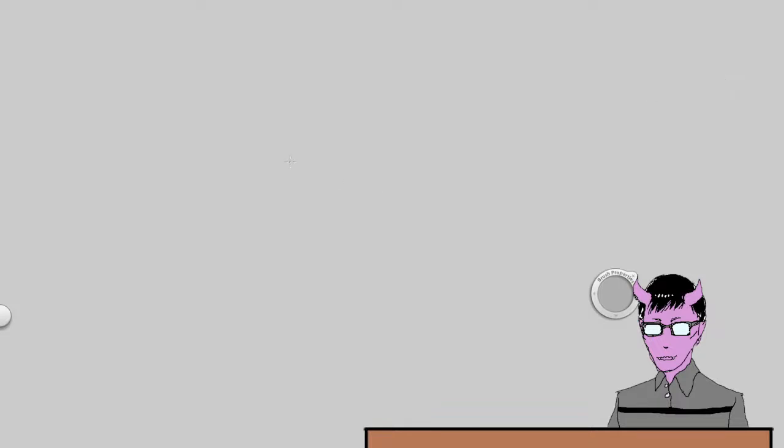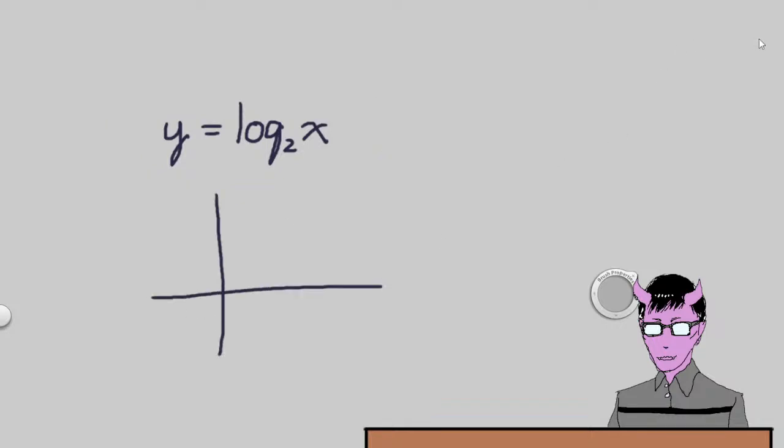Now let's do reflections. In order to talk about reflections, let's show a few examples first, in terms of what happens when we have negatives on the inside or on the outside of this standard parent function, log base 2 of x. I'm going to just call this y for now. So this one is the standard parent function, like that one.